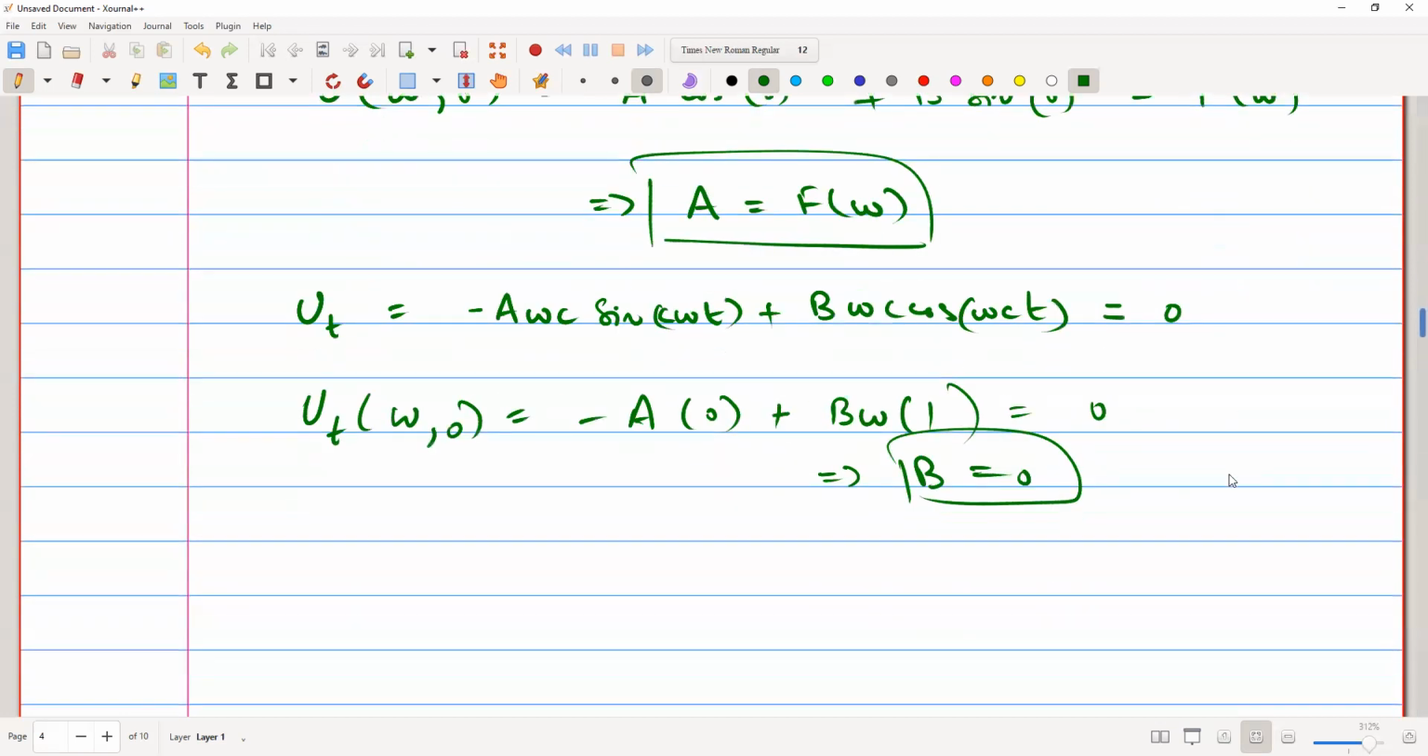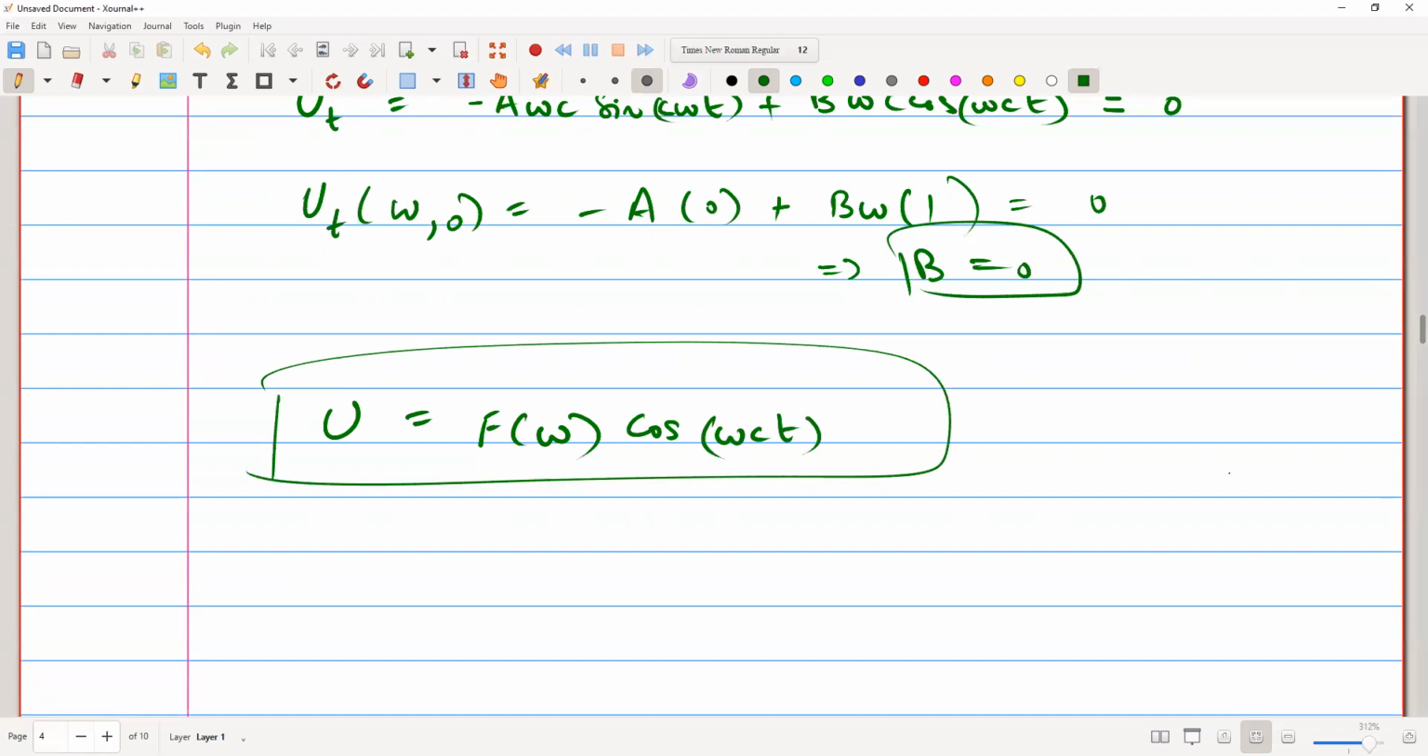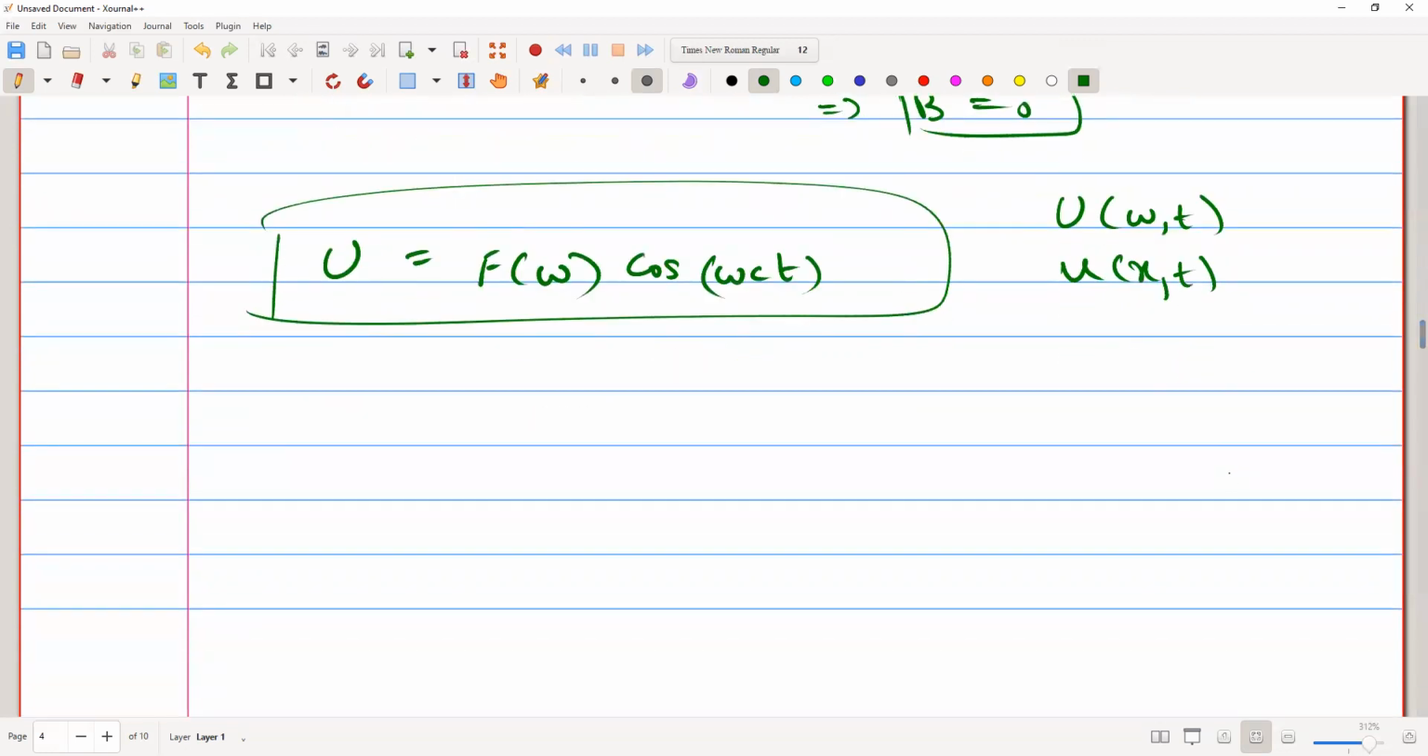So now the equation is pretty much simplified. The solution is only U equals f of omega cosine omega ct. Now this is the solution, but it's in terms of omega comma t, and we need the solution in terms of x comma t where we started. So now for that we need to invert this problem. We need to apply the inverse transformation to the function.